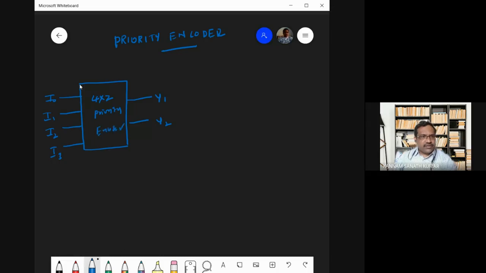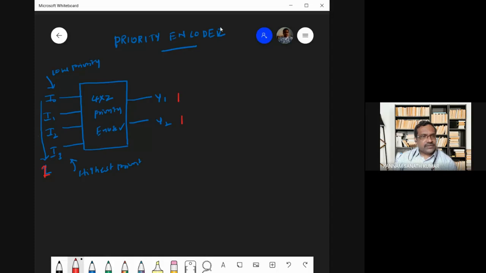If you observe this, I0 is having the lowest priority, and I3 is having the highest priority. So the priority level will be like this. Suppose, for example, I3 is 1. I3 is 1 means irrespective of I2, I1 and I0, the output becomes 1, 1.